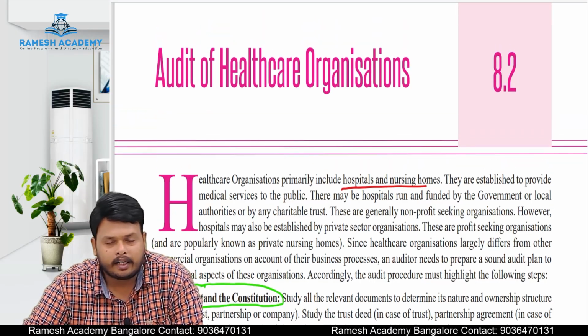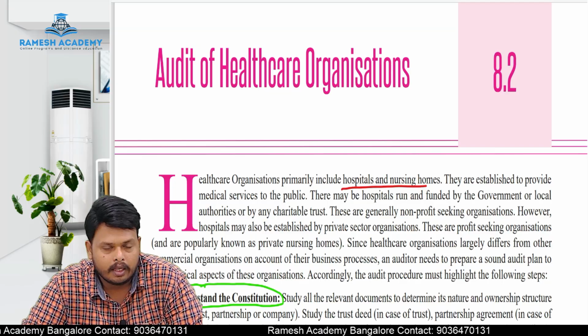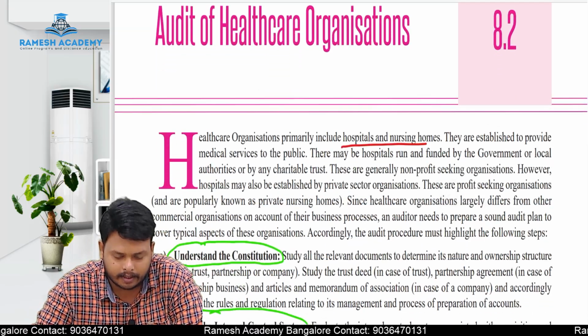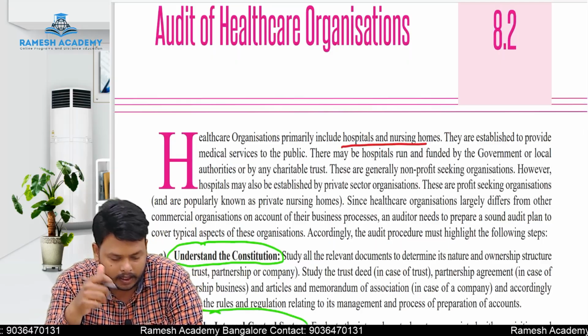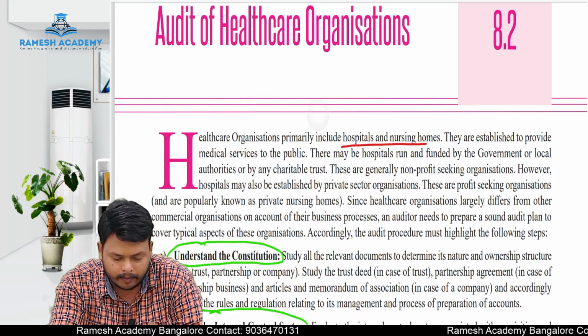The next independent audit we have is the audit of healthcare organizations. Here, healthcare organizations primarily include two things: one is hospitals, another one is nursing homes. So what is the difference between a hospital and a nursing home?